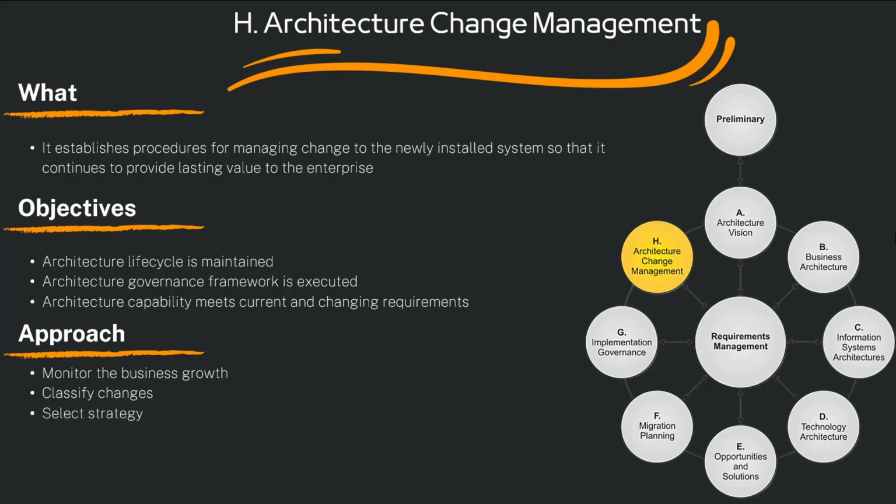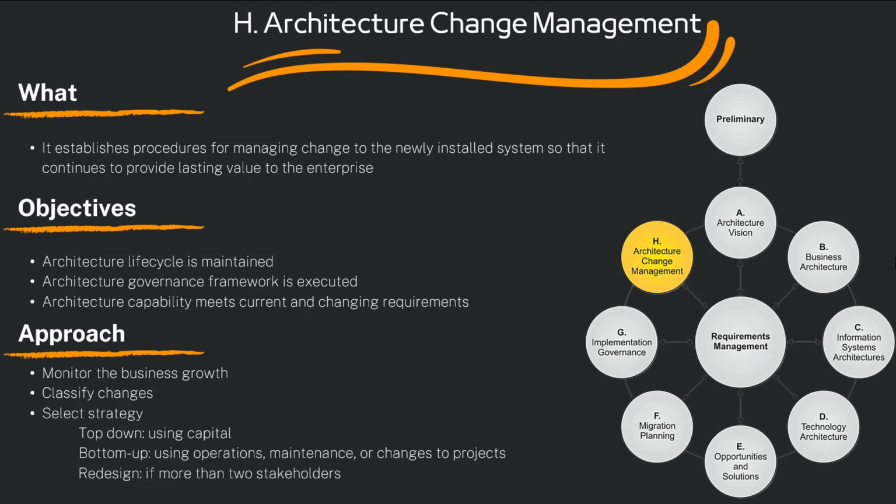When we change the existing infrastructure, we use top-down to create capability using the money or capital. If we want to enhance capability, we typically do it from the bottom up through some sort of operation or maintenance activities or maybe a modification to an existing or ongoing project. Redesigns should usually be considered if there are more than two stakeholders involved.